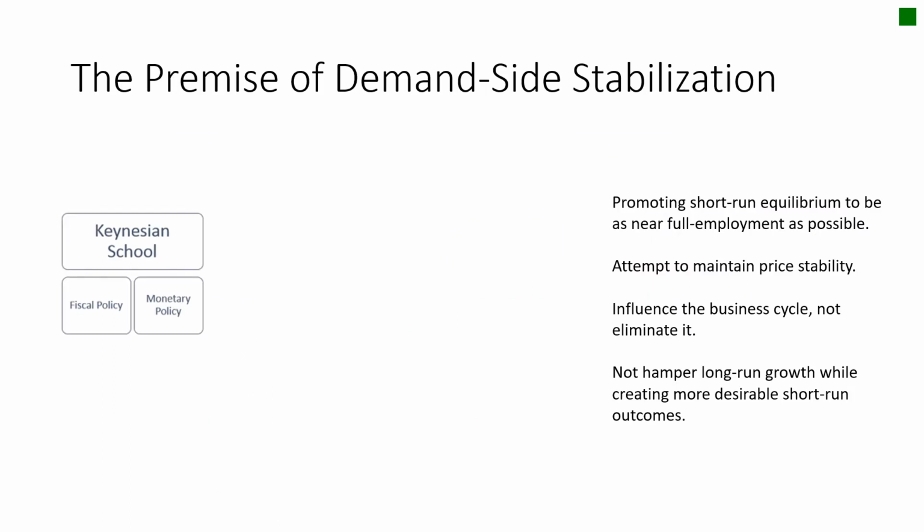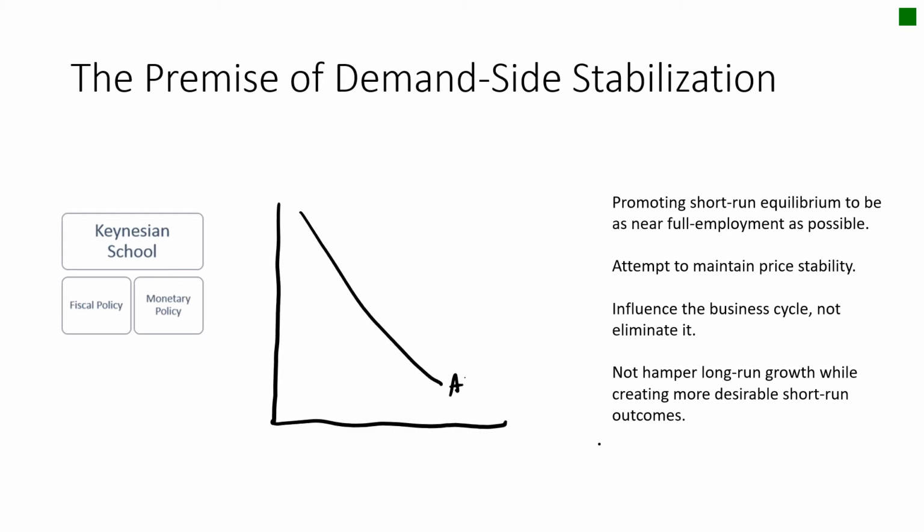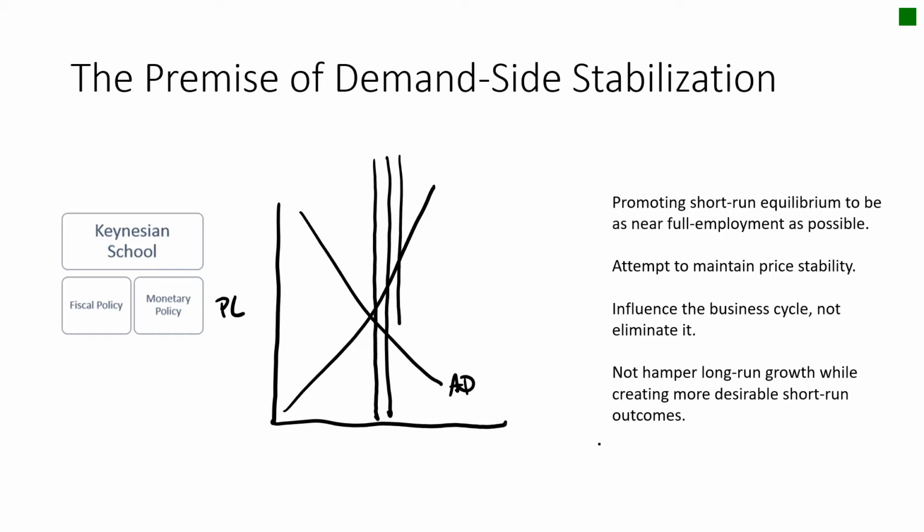So, a couple things here. Again, it's all about promoting short-run equilibrium to be as near to full employment as possible, right? So again, we're operating currently in our economy at or near full employment, but that might be here, that might be here, that might be here, right? So the goal of our fiscal policy is to get us to as close to this point as possible, right? But at the same time, we want to make sure that the price levels are stable, right?